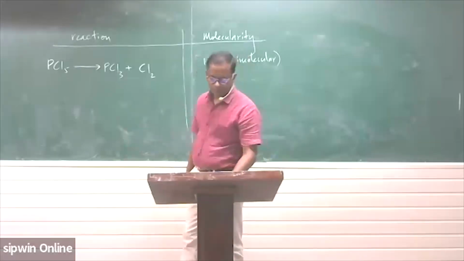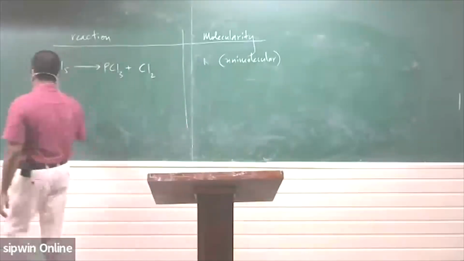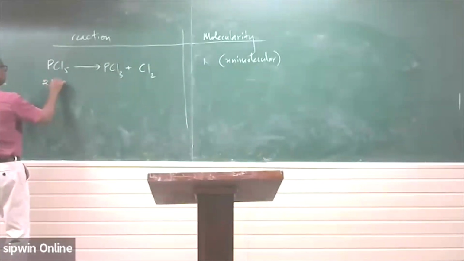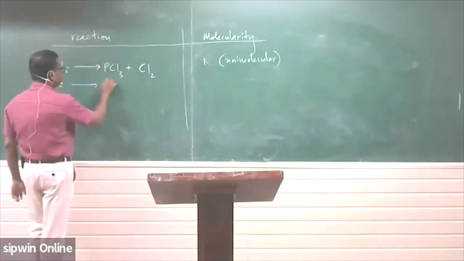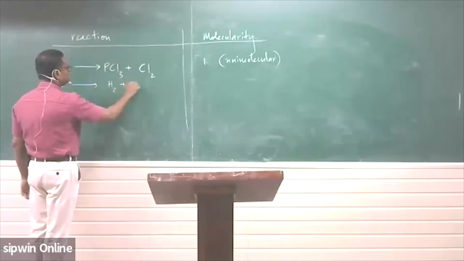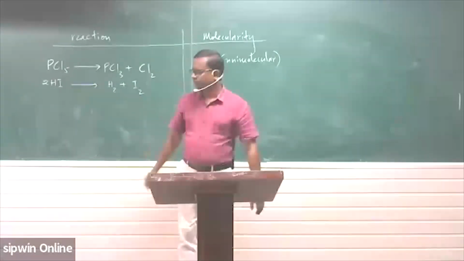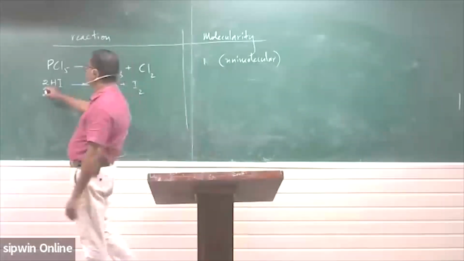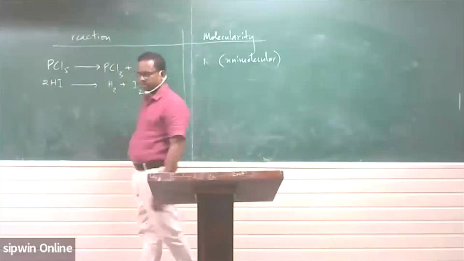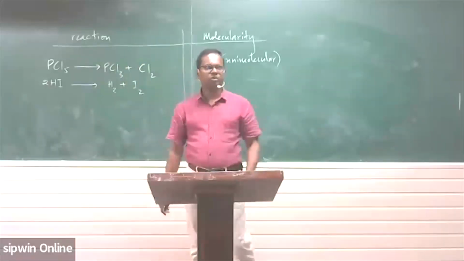Then another one, 2HI into hydrogen and iodine. Here, two molecules are needed for the reaction to happen. At least there must be two molecules.